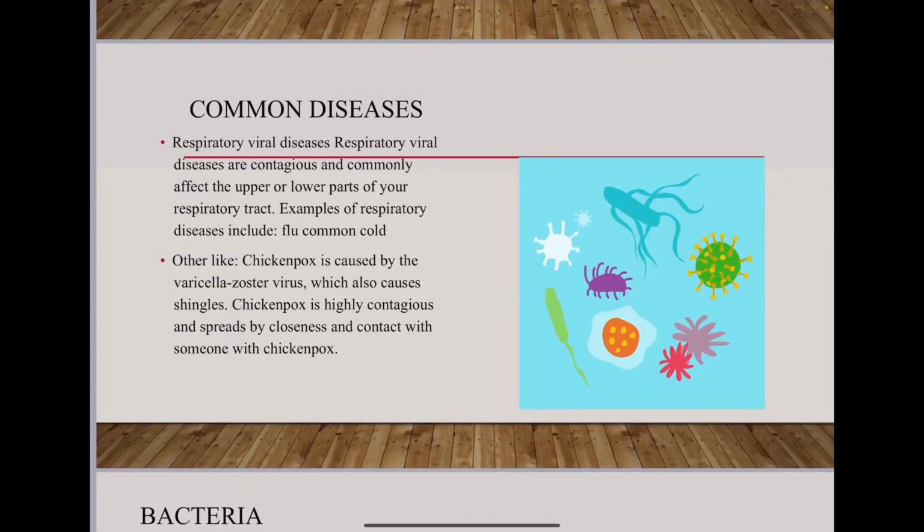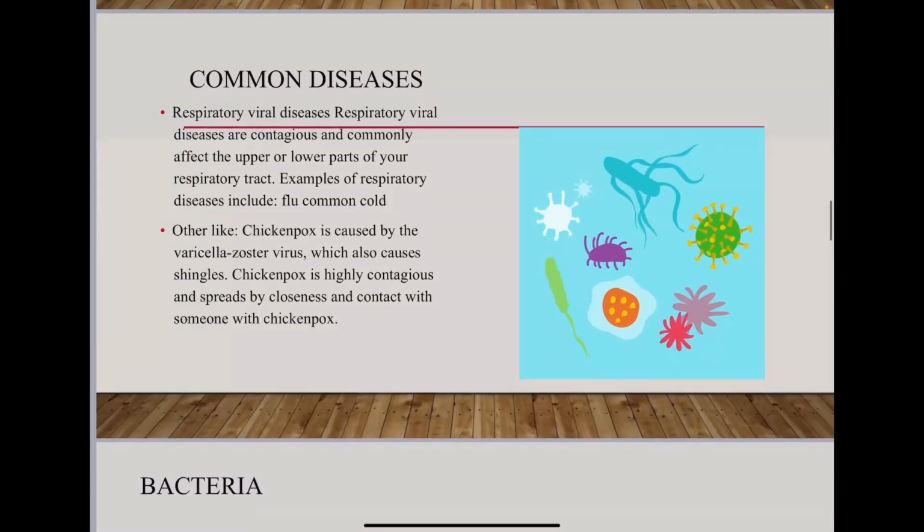Common diseases. Respiratory viral diseases are contagious and commonly affect the upper or lower parts of the respiratory tract. An example of it is the flu, common cold. Others, like chickenpox, are caused by the varicella zoster virus, which also causes shingles. Chickenpox is highly contagious and spreads by closeness and contact with someone with chickenpox.